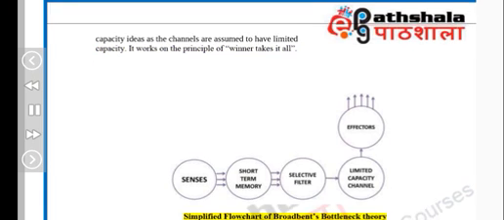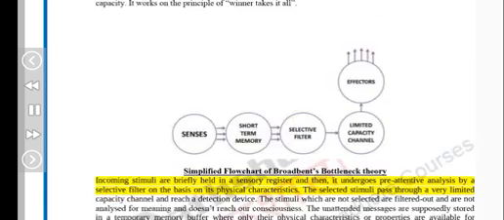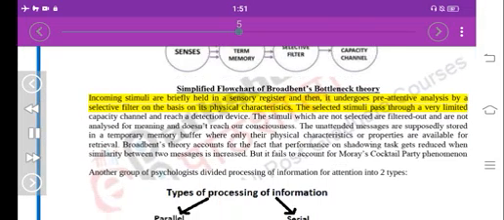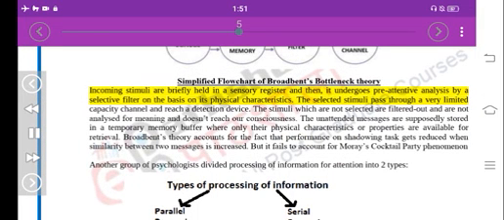Simplified flowchart of Broadbent's bottleneck theory. Incoming stimuli are briefly held in a sensory register and then undergo pre-attentive analysis by a selective filter on the basis of their physical characteristics. The selected stimuli pass through a very limited capacity channel and reach a detection device.